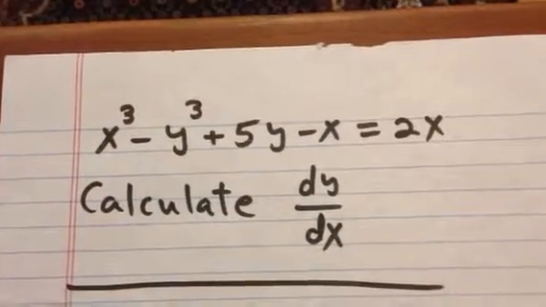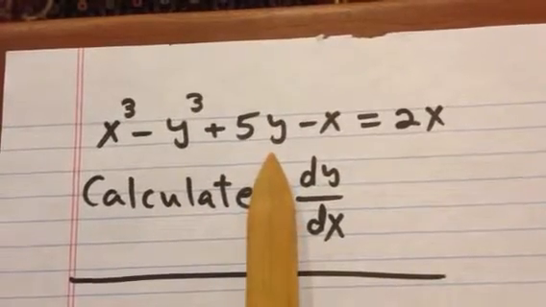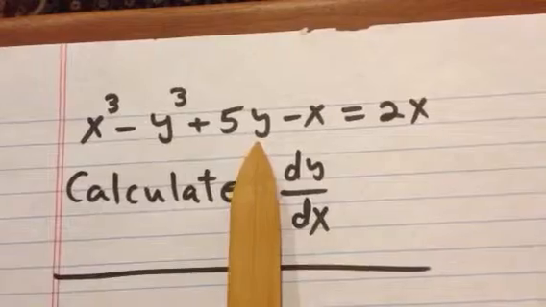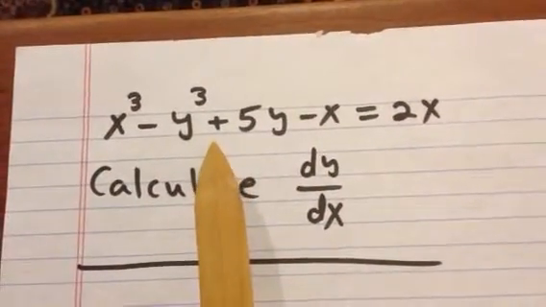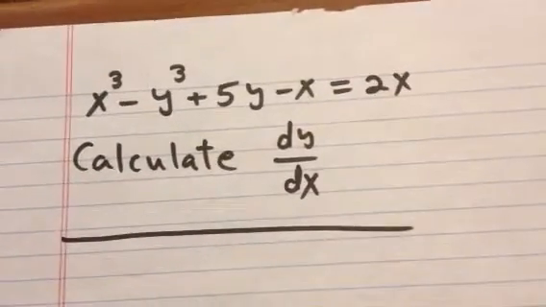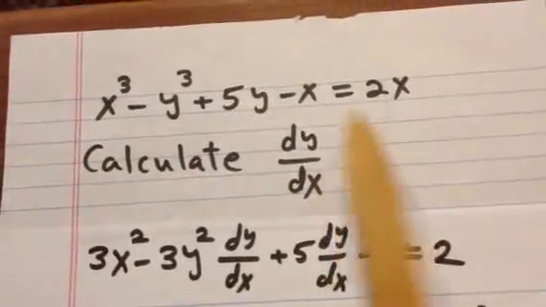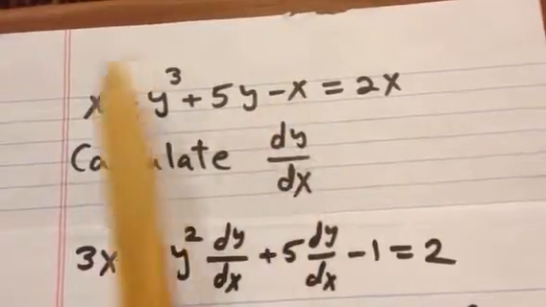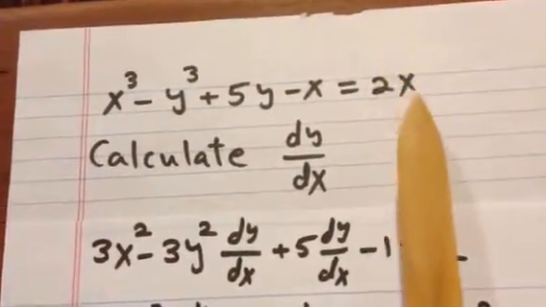Implicit differentiation. Sometimes we don't have a formula for y in terms of x, as y equals f of x, but we have an equation that relates the two variables x and y, and we are asked to find dy over dx. This is how it works. Because the two sides are equal, their derivatives are equal, so we take the derivative of the left and set it equal to the derivative of the right.